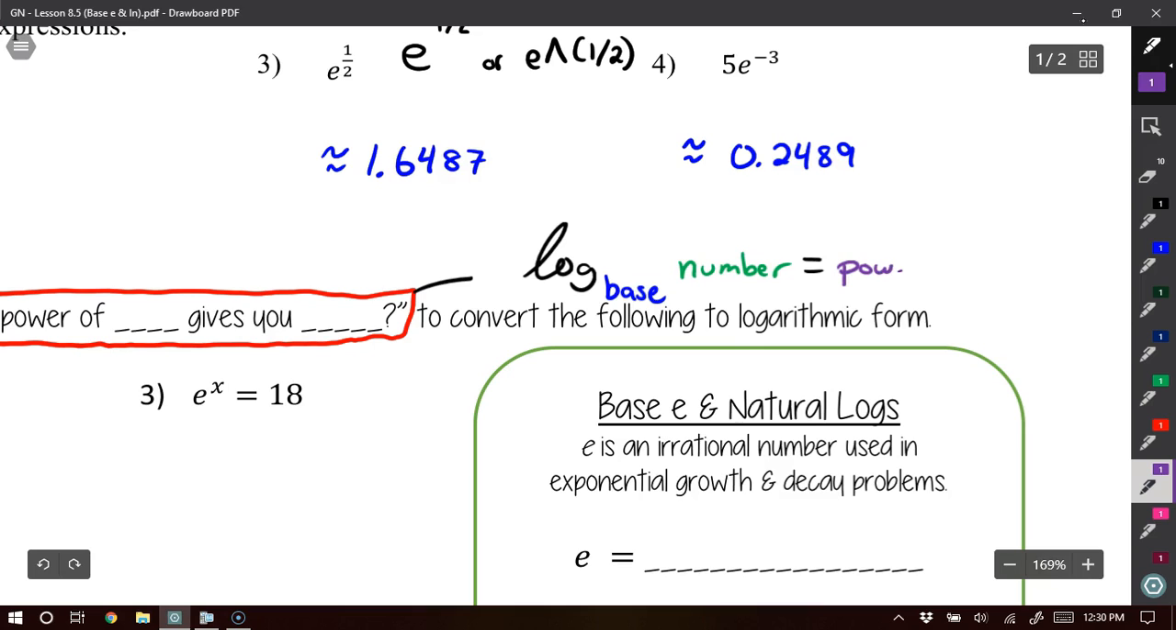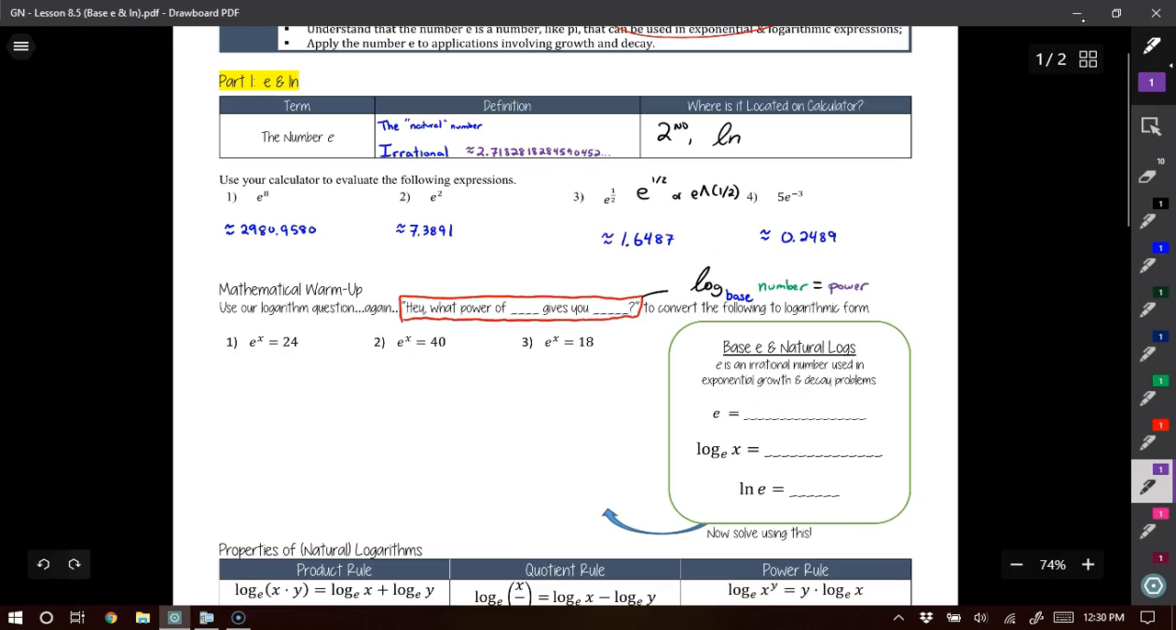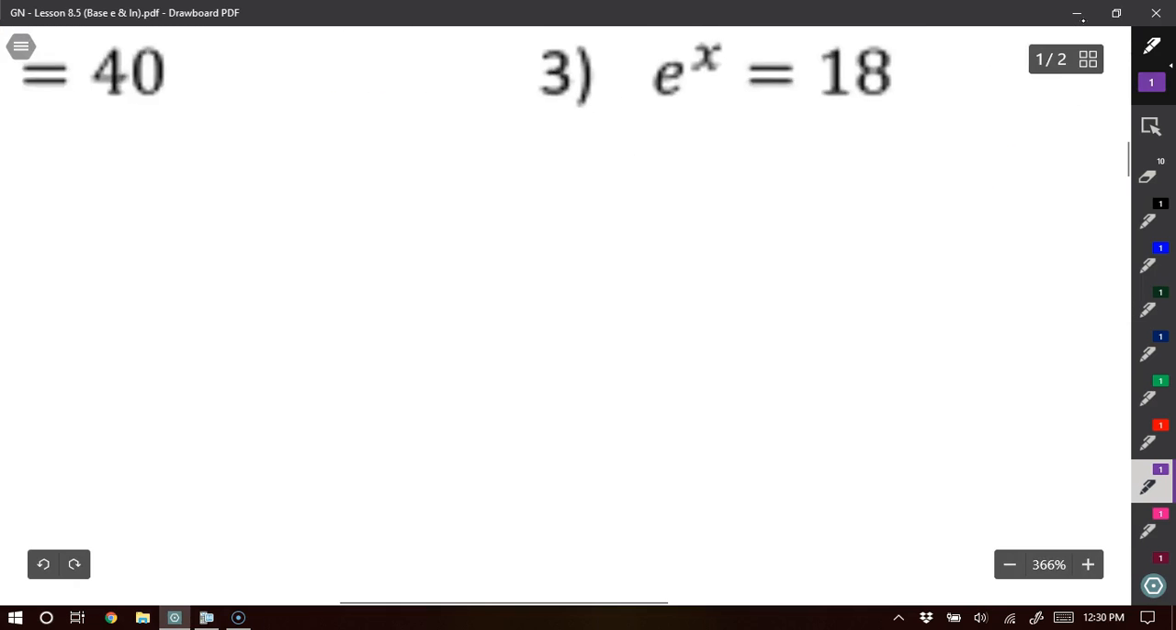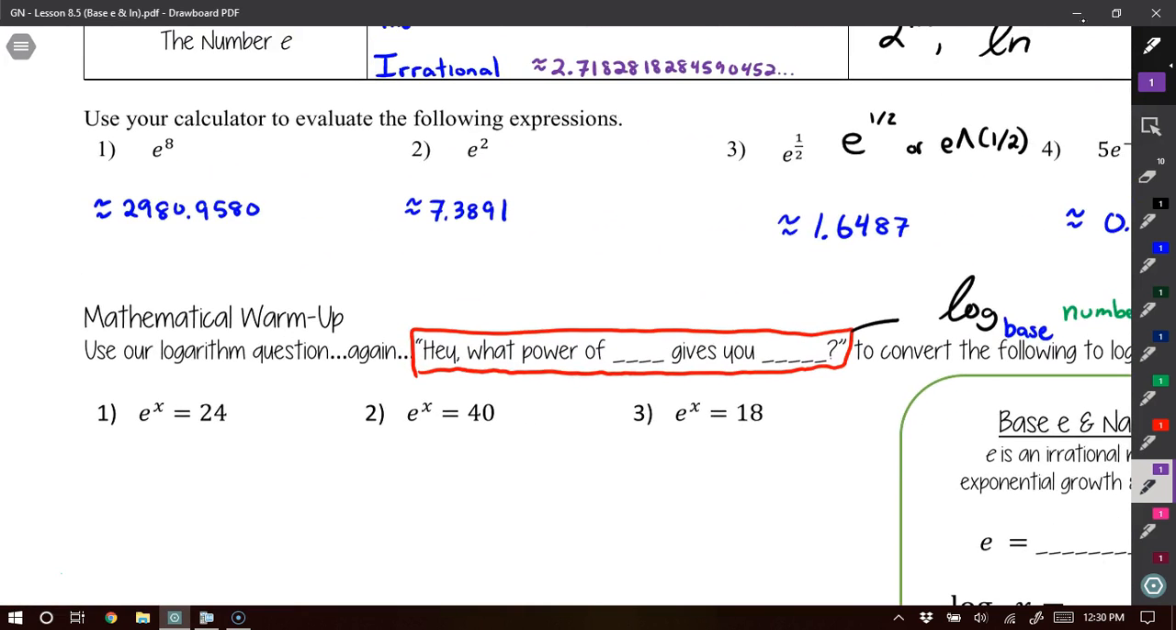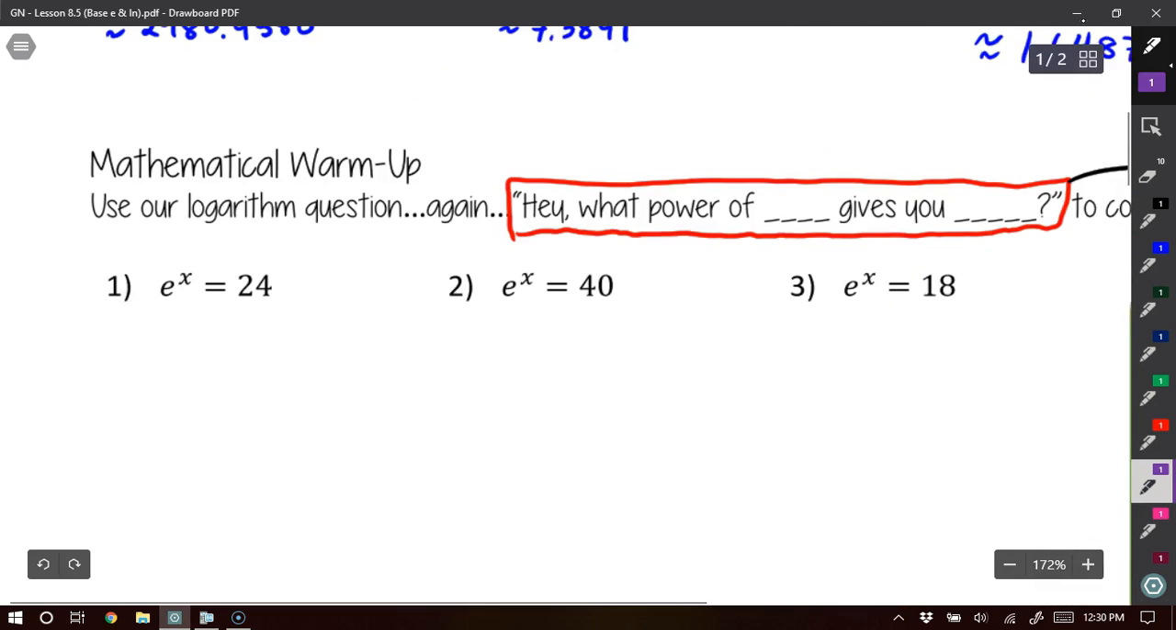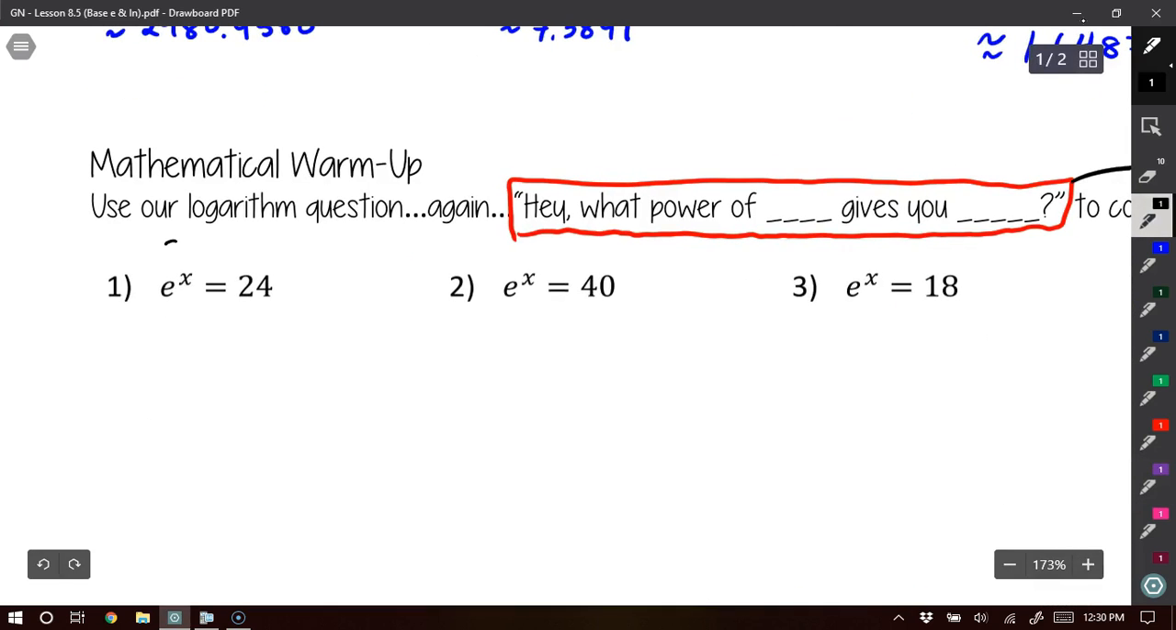So I'm using the same color coding we've done before. That's the question, left to right: what power of blank gives me blank? And that's how we read logarithms. So even though it's e, you need to remember e is a number. It is an irrational number, 2.7182818284559. It's a number. You've dealt with numbers to powers before. This setup is no different than, hey, what if I did 5^x equals 24? It's the same thing. I'm going to convert it using my question. e is my base. x is my power.